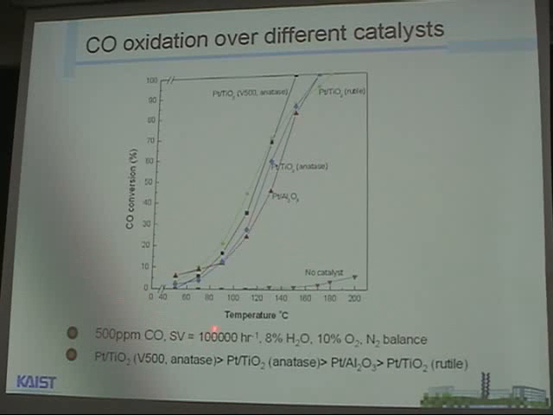This is CO oxidation over different catalysts. You see that I use 500 ppm CO in the gas, and almost all catalysts give the same conversion, with a very little difference between these catalysts, and as in the previous case it gives good conversion.